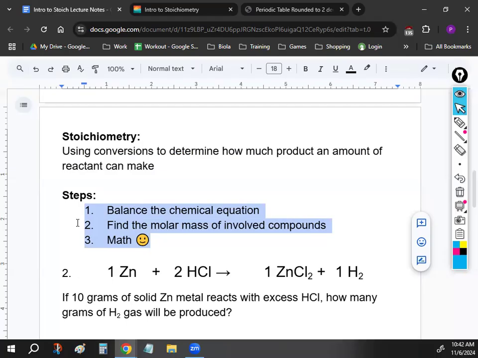Okay, step 2 is you want to find the molar mass of the involved compounds. I'll talk about what the involved compounds are in a second, but it's just finding molar mass. And after that, it's my favorite thing in the world. You're going to do some math, and that's what we're going to learn today. Okay, so you guys already know how to do 2 of the 3 steps. The only one that we're going to learn today is the math component. Okay, we're just adding that on.